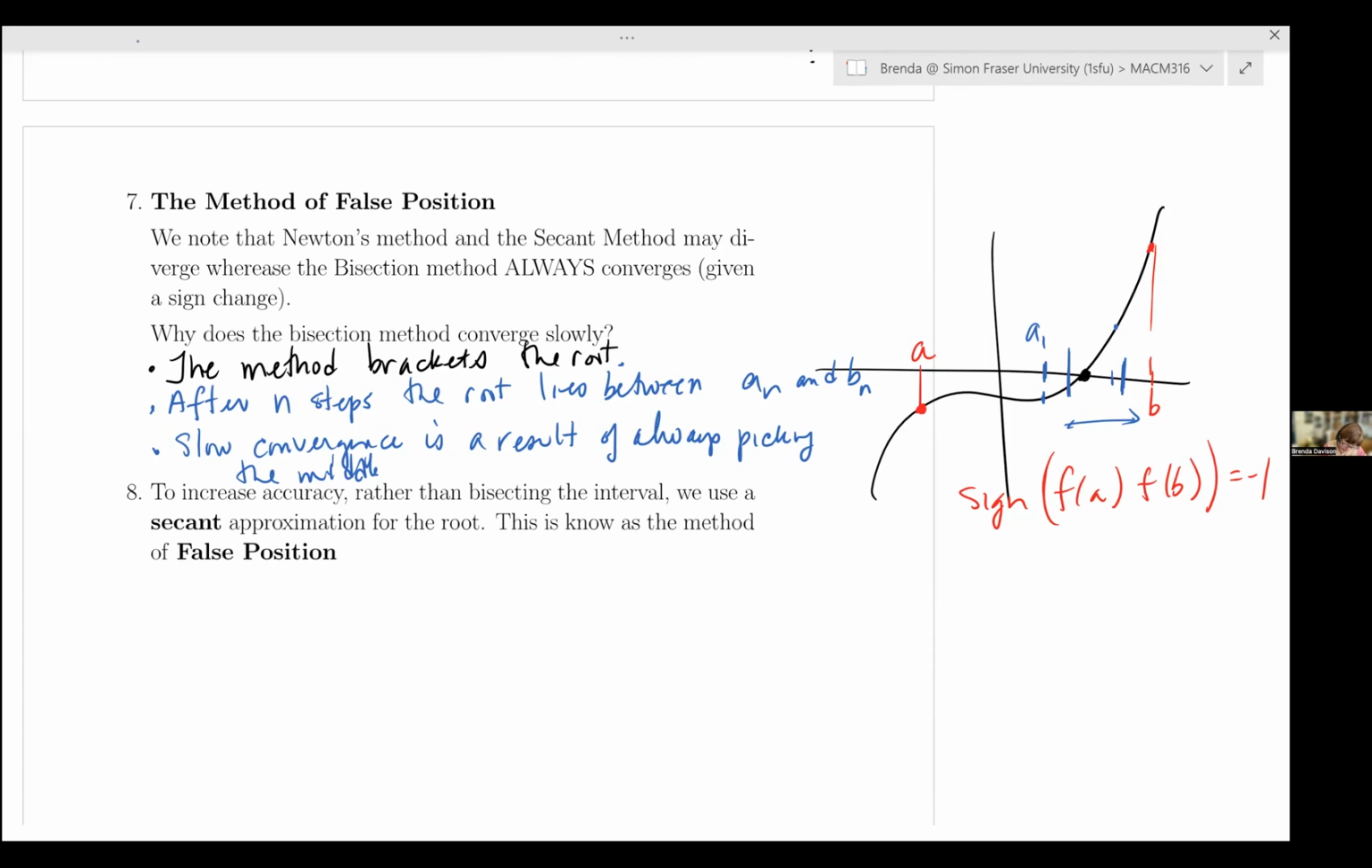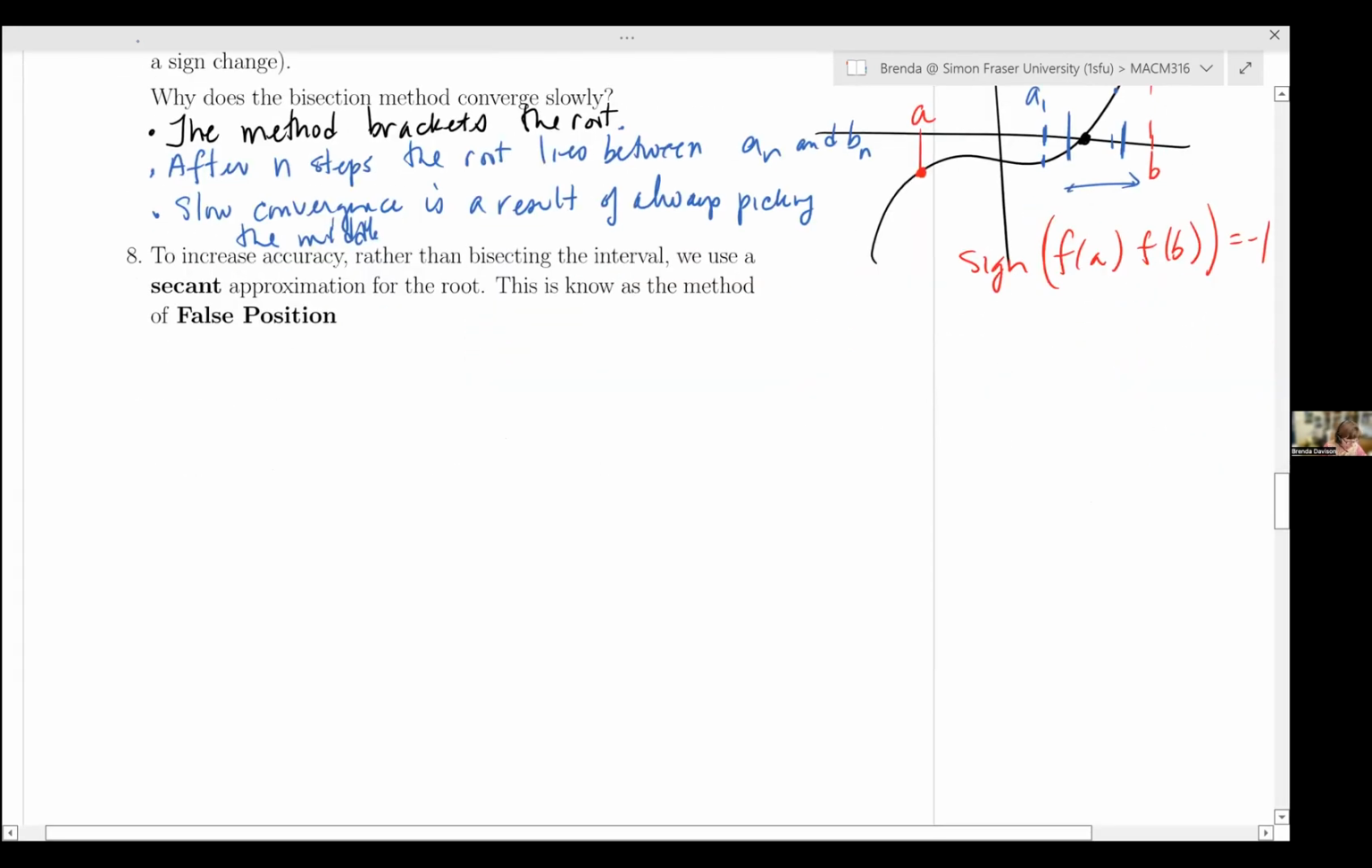Okay, so one way of improving where you choose that point: rather than bisecting the interval, you can use the secant approximation between a and b. And that's what we call the method of false position. There are other options than bisecting. I think in class we talked about we could trisect or something like that, and then you'd have a few more function evaluations. That's another option. But let's look at this method of false position.